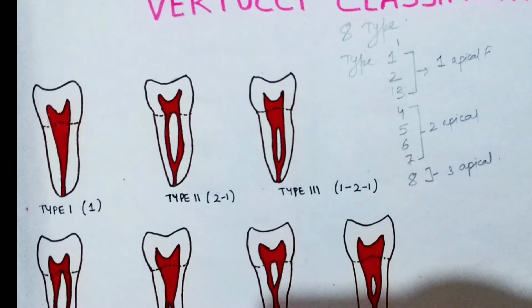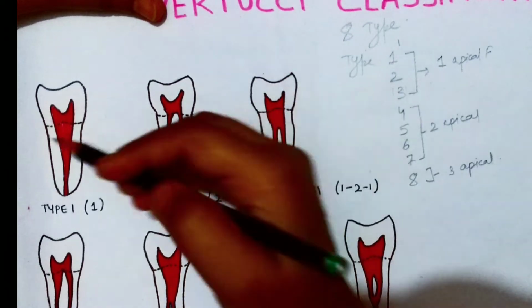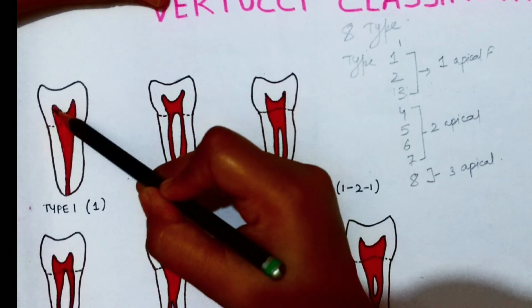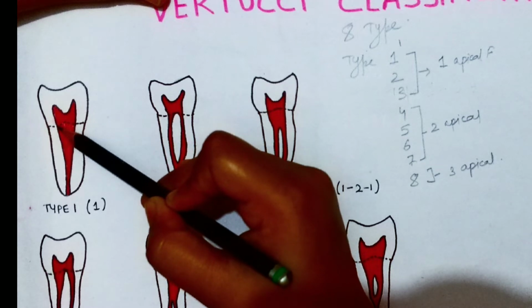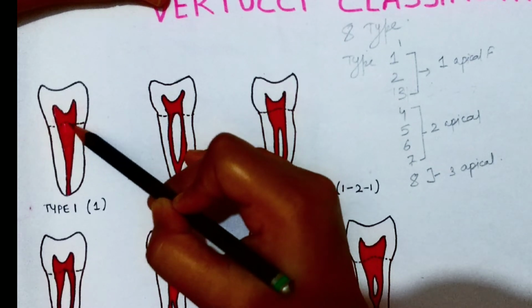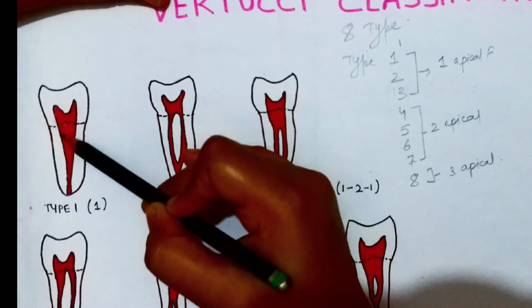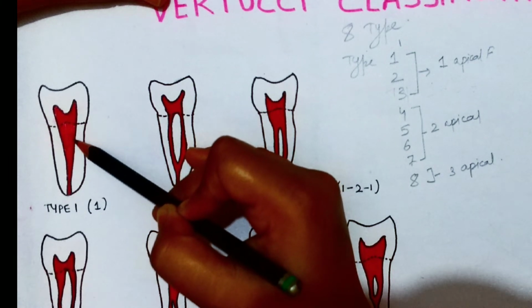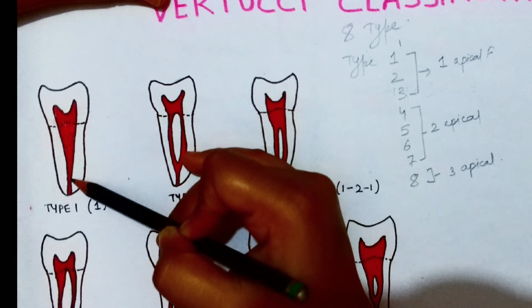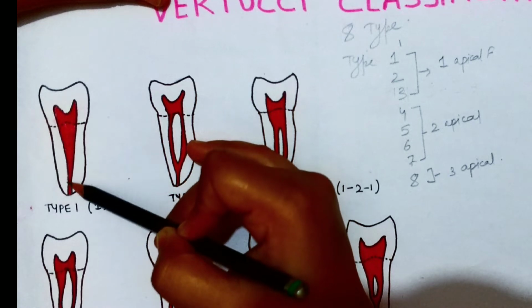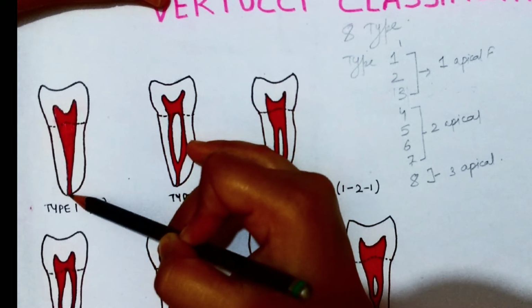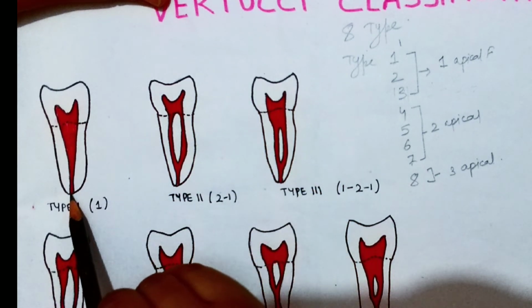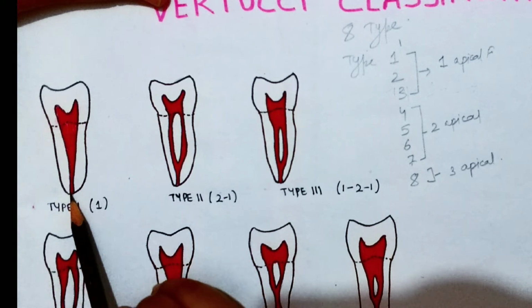Now type 1 is also known as 1-1, which means a single root canal starts from the pulp chamber. This is the pulp chamber. A single root canal starts from it, and it also exits as a single canal from the apical foramen. There is no sub-branching, no lateral branching, and no fusion in between the whole length. So we represent it as 1.